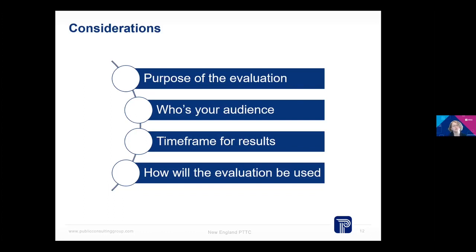And then how would the evaluation be used? Is there a requirement that the funder has, or is there a specific format you have to follow? Are you able to think more broadly about disseminating your results? And maybe you can produce multiple products out of this. Maybe it's not just a report, but maybe you can produce fact sheets for your community, or infographics, or help develop social media campaigns based on this.